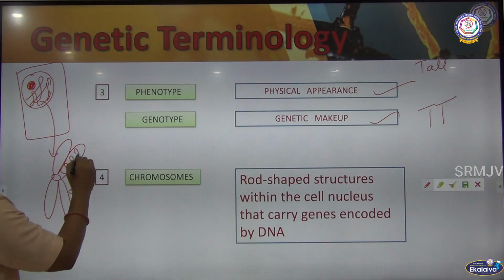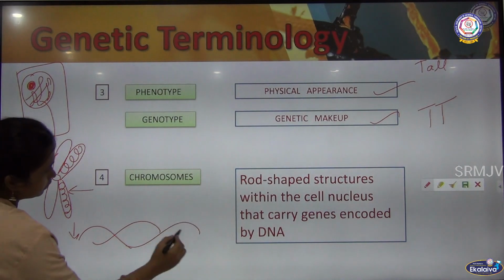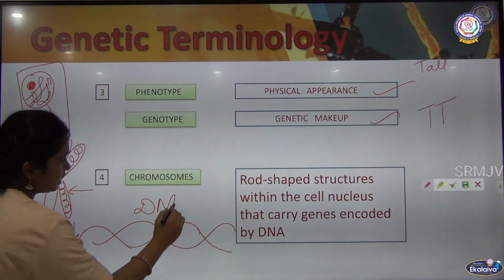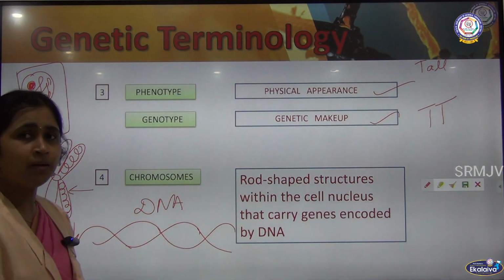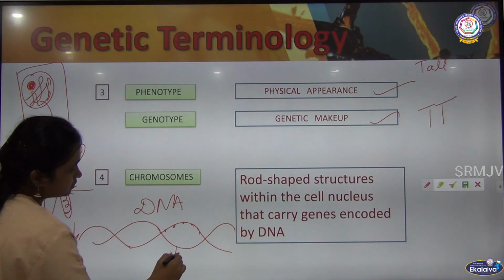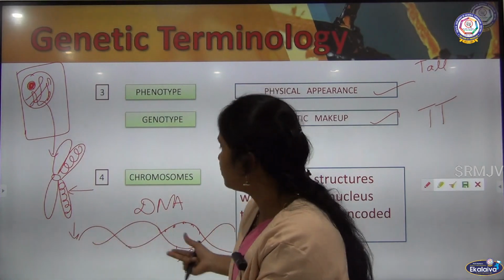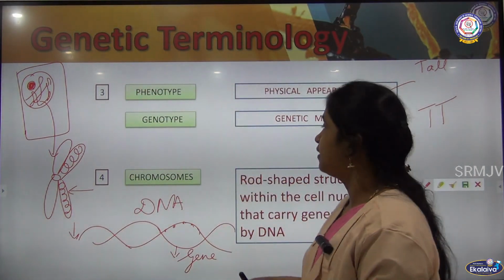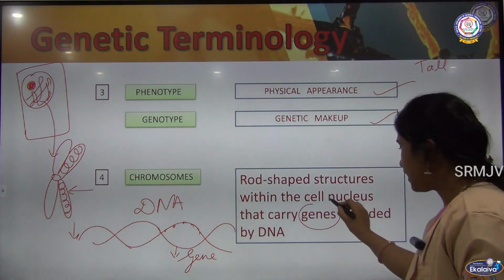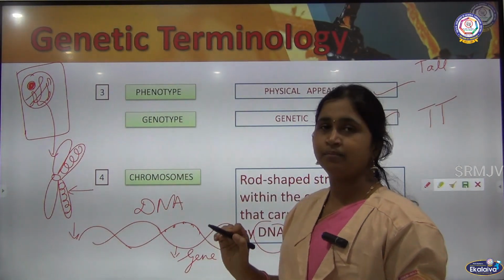Inside the chromosome there is again a thread-like structure, and if you pull it out and see, it is nothing but DNA. What is DNA? DNA is deoxyribonucleic acid, and in the DNA you can see the genes. So we have pulled the gene out of the cell, right? This is a chromosome, a rod-shaped structure within the cell nucleus that carries genes encoded by DNA. You can see all the parts here, right?